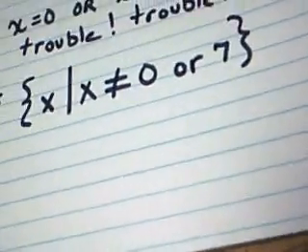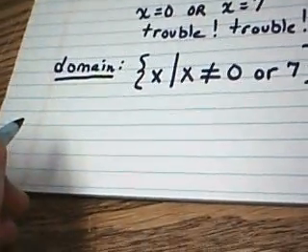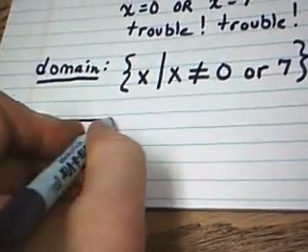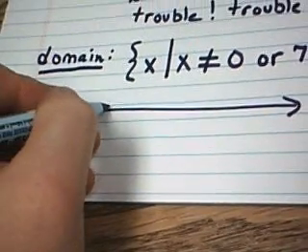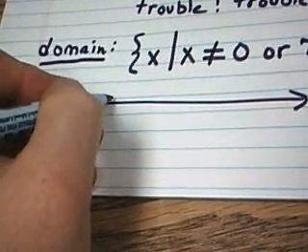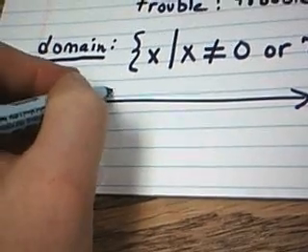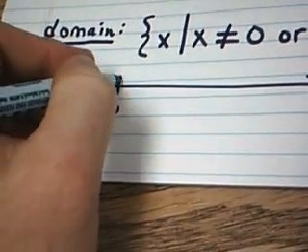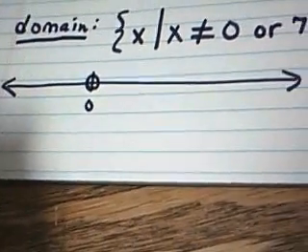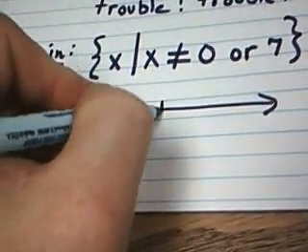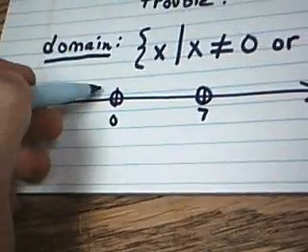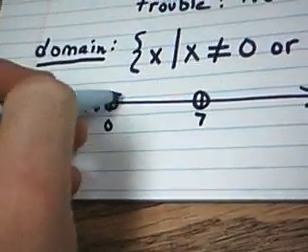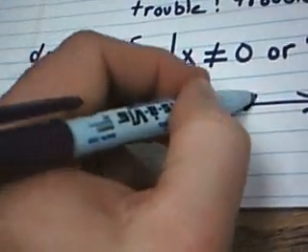Another way to write the answer is using interval notation. If I drew a number line and I threw out 0, let's say 0 is right here. If I put an open circle to exclude it, and if I throw out the number 7, I'll put an open circle to exclude it. The domain would be any real number except for the troublemakers.